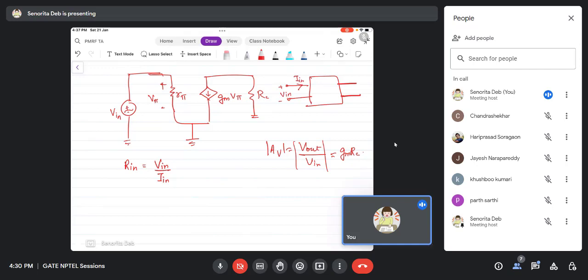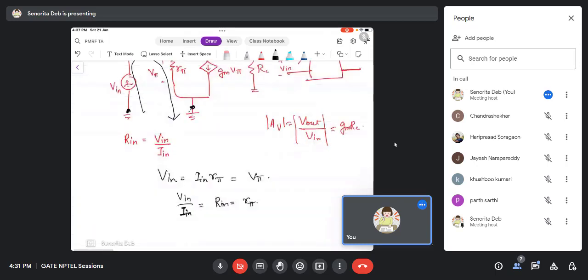So what is Vin by Iin here? Iin is nothing but this current, which is equal to Ib, because this was the base terminal as well. You can simply put a KVL here from this ground to the emitter ground. This will give you Vin equals Iin into R pi, equal to V pi, which we have already seen. So Vin by Iin is nothing but R pi. Okay, done.